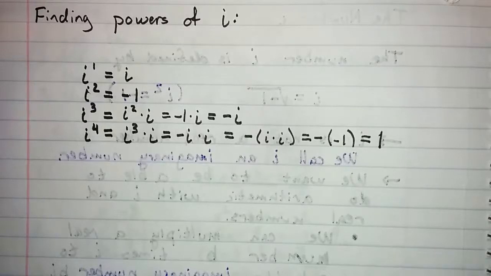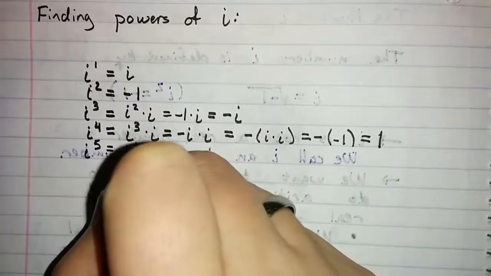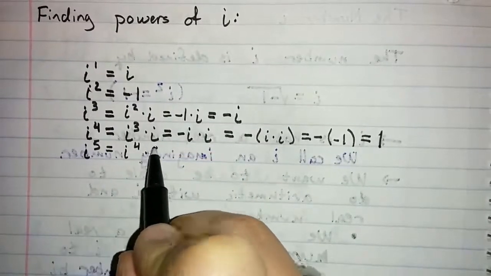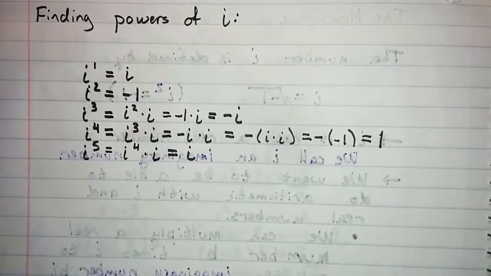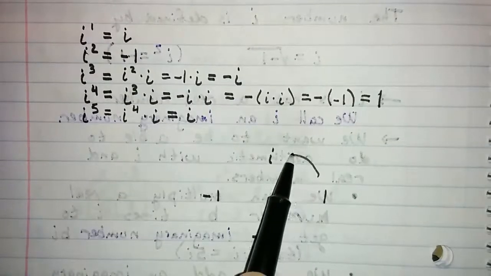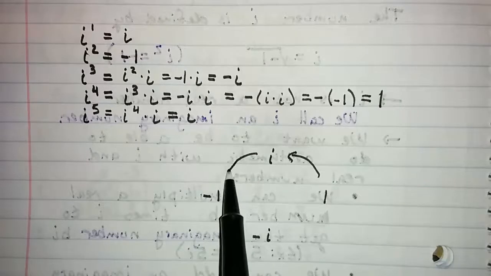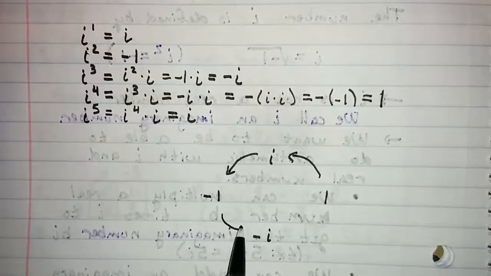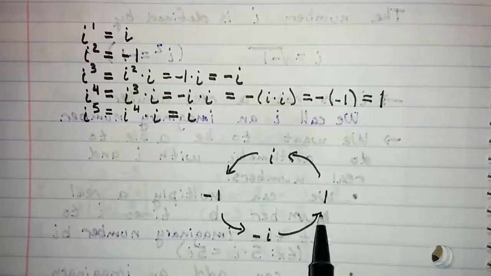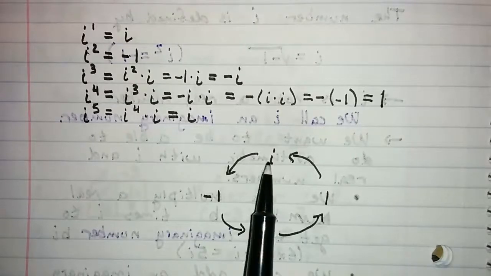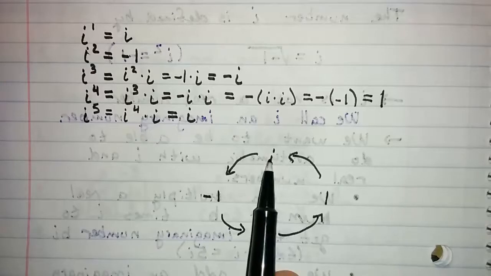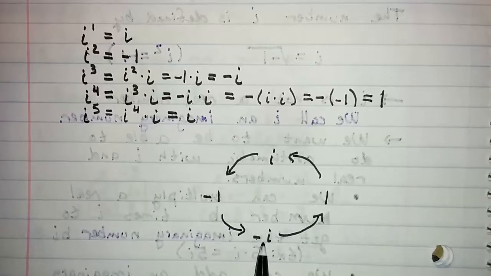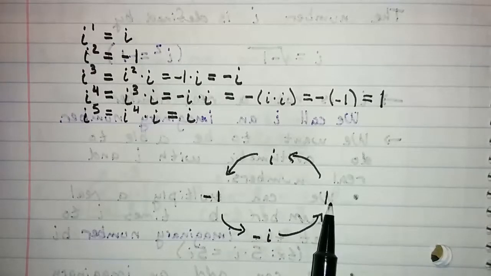What should i to the fifth be? Well, that's going to be i to the fourth times i. That's going to be just i. Do you see the pattern that we're going to get here? Every time we multiply by i, we're going to go one step around a circle. i to the first, i to the second, i to the third, i to the fourth, i to the fifth, i to the sixth, i to the seventh, i to the eighth.